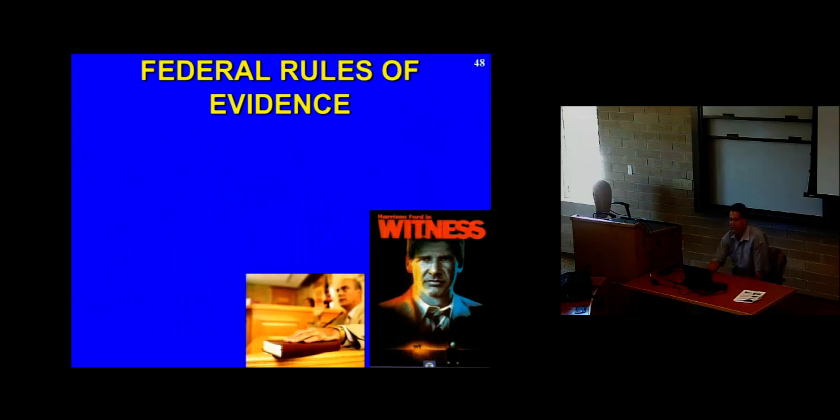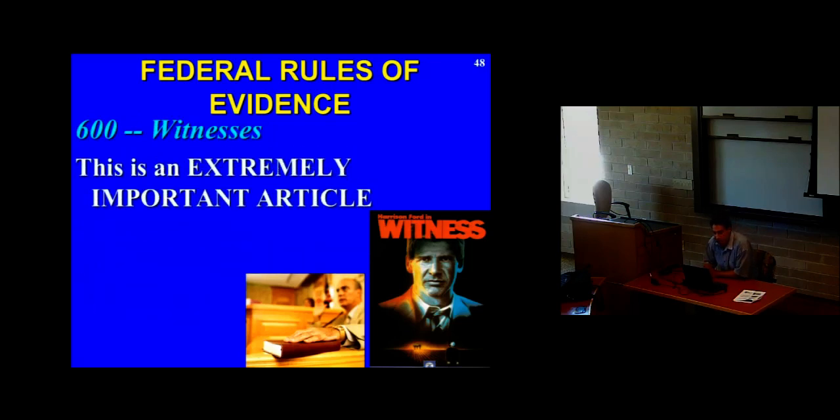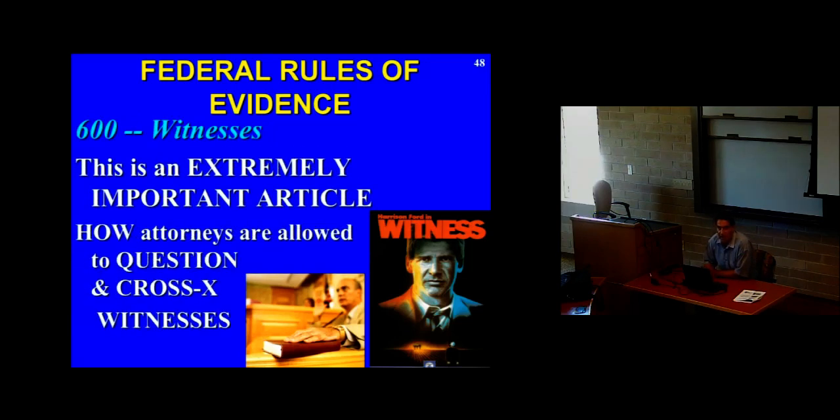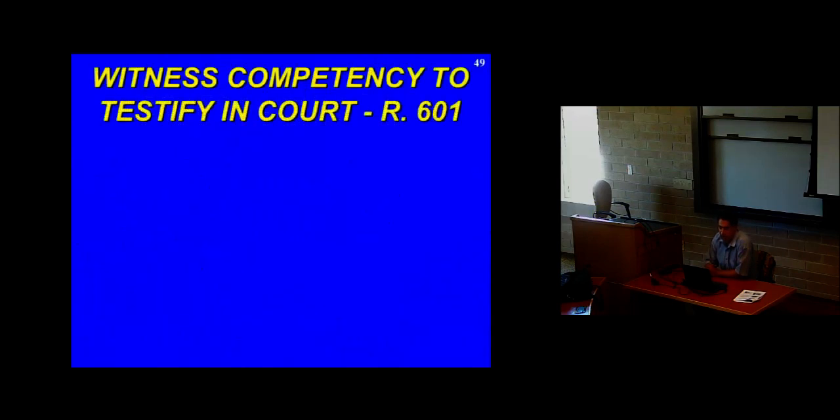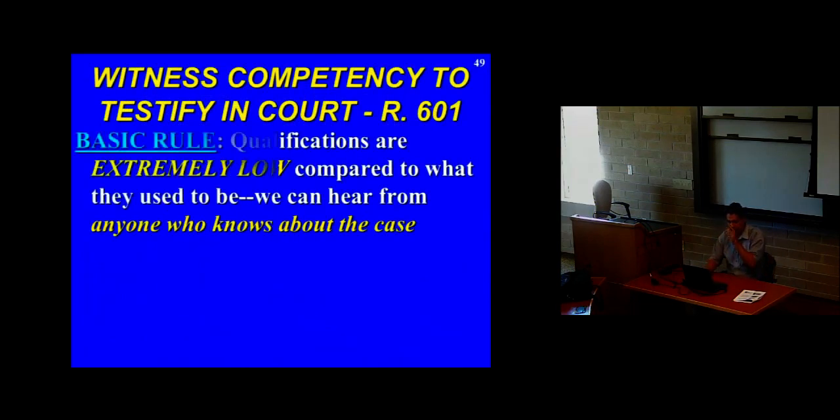Okay, now to the 600 rules, which involve witnesses. Extremely important article, because overall it deals with how attorneys are allowed to question and cross-examine witnesses in general, and all the various techniques that are used and allowed and not allowed when we're talking about witnesses and their credibility. So let's start with Rule 601.